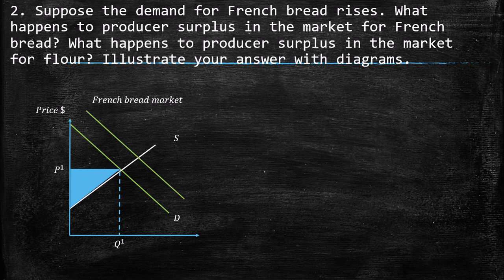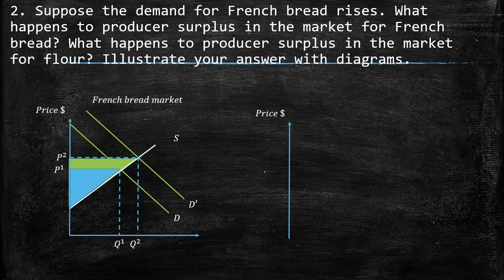Now, as the exercise says, the demand curve is going to increase. What does it mean? It means basically that the demand curve is going to shift up, or to the right in this case. So what is the consequence? The prices and the quantities are going to increase to the level of P2 and Q2. As you see, the triangle which determines the producer surplus increases.